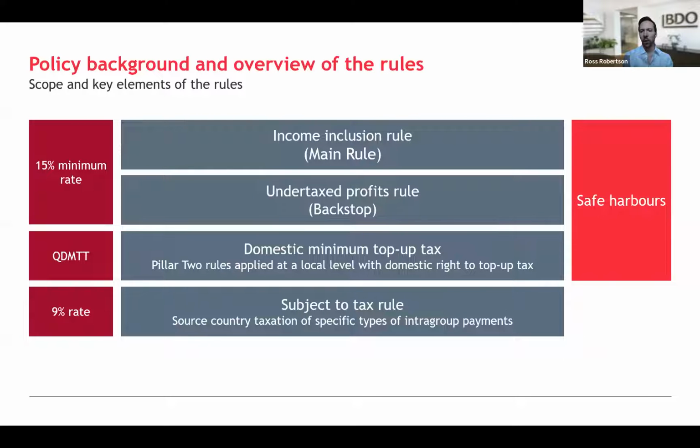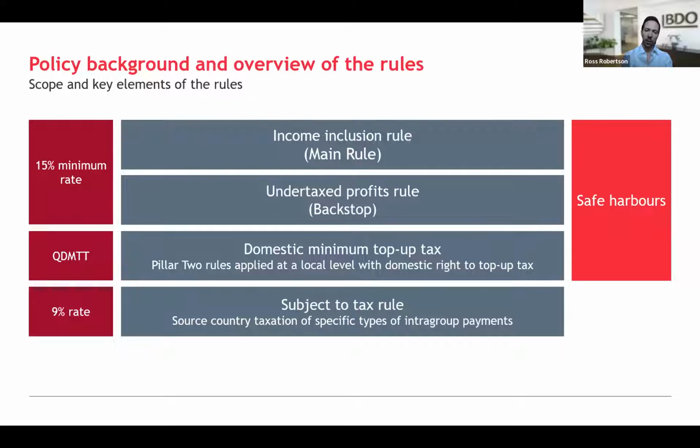So in terms of the framework of the rules, there's a few different components to them, and I'll just touch on a couple of them at a high level. So the primary component of the Pillar 2 package is an income inclusion rule, which should be viewed effectively like a super controlled foreign company rule, providing taxing rights over low tax profits of subsidiary entities in the territory of the ultimate parent of the group.